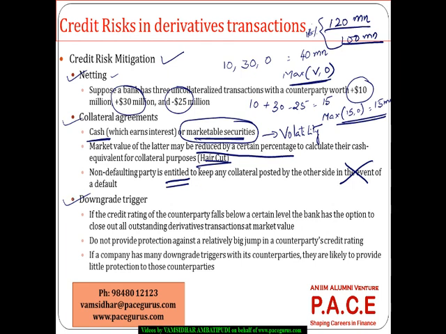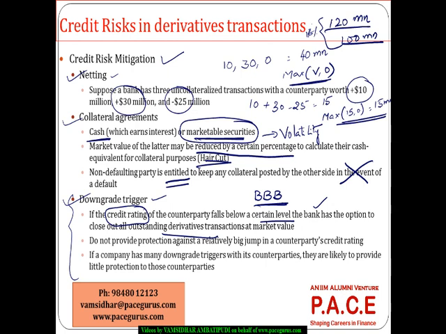The third way in which the risk can be mitigated is by using a default downgrading trigger. So here we are comparing with a credit rating. Let's say I talk of the investment grade rating. If the counterparty's credit rating falls below a certain level, now the bank will have the option to close out all the outstanding derivatives at the market value.